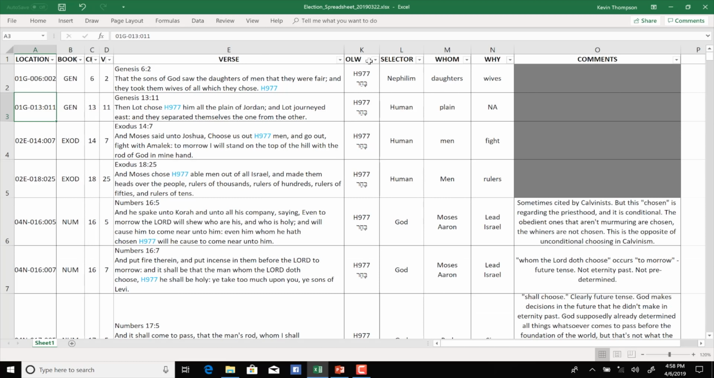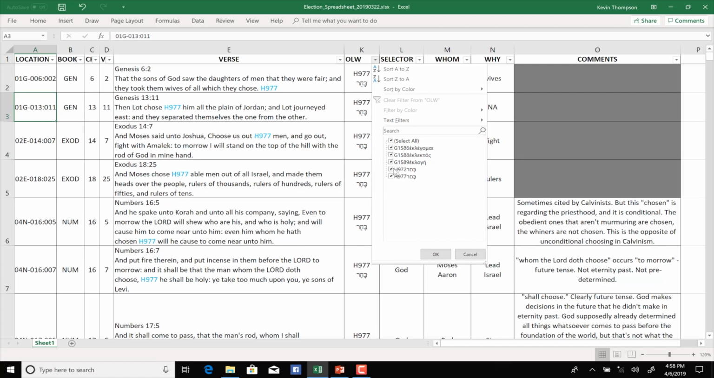Over here, of course you have the verse, and in each verse next to the key word I have the Strong's number, in this case H977, and then in the OLW is the original language word.